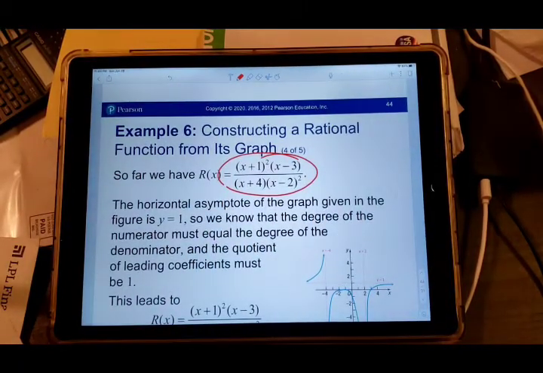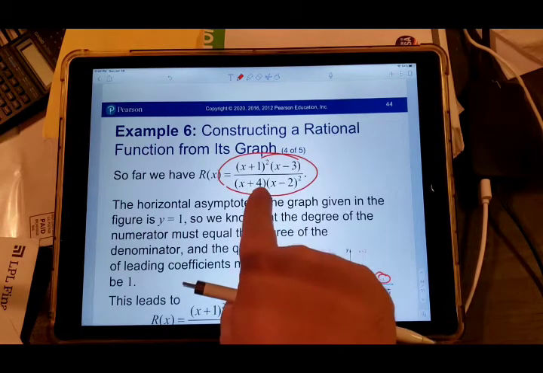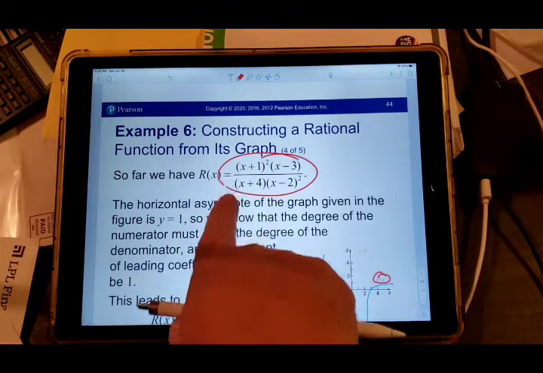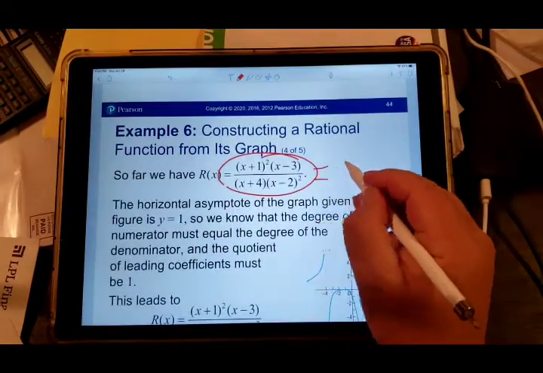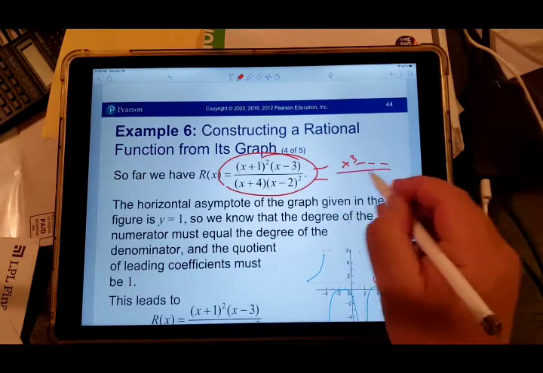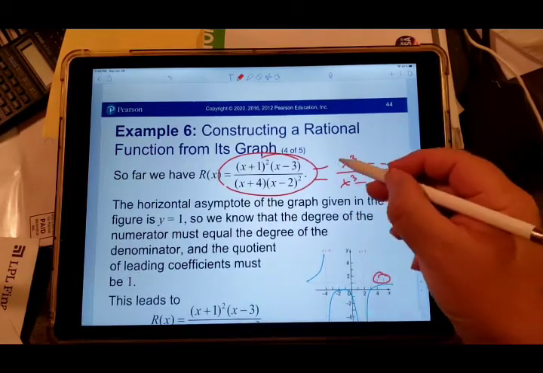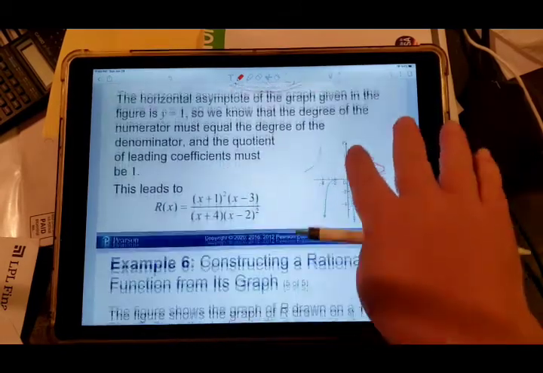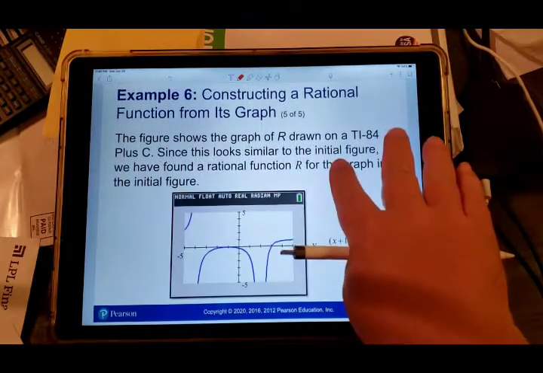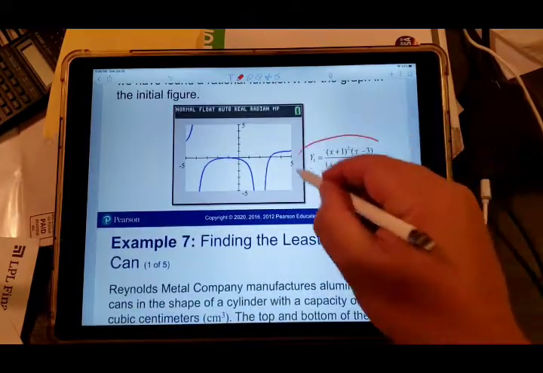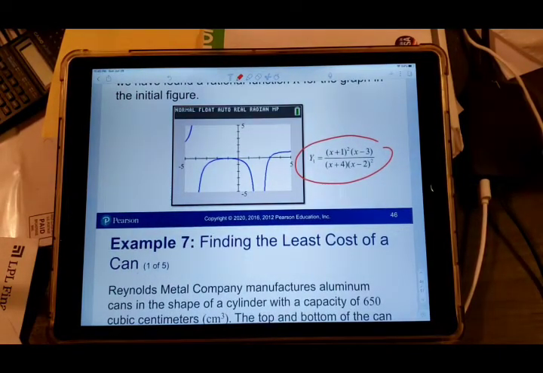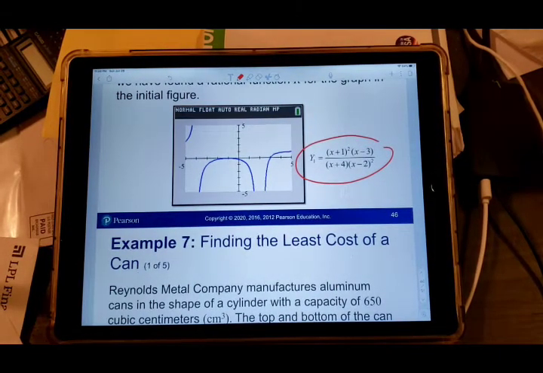Turns out the asymptote y equals 1 is consistent with this equation because it's degree 3, degree 3. In other words, if I were to multiply this out, I'd have x cubed. So equal degree in the problem. All right. So they gave us the question, and we came up with the equation.